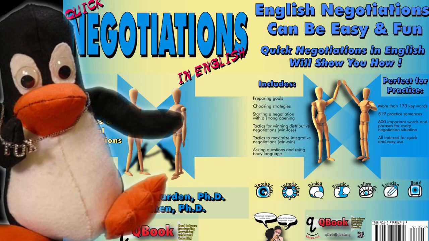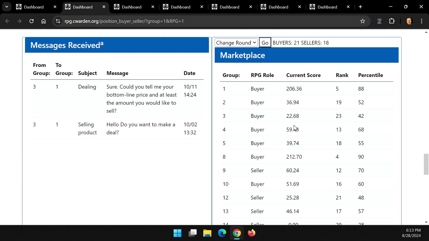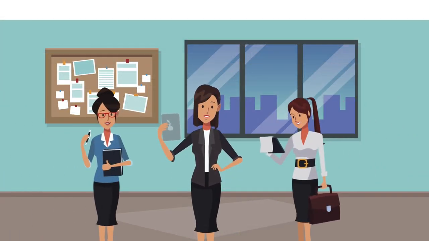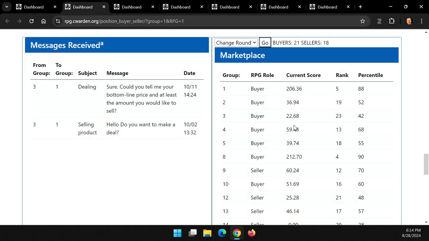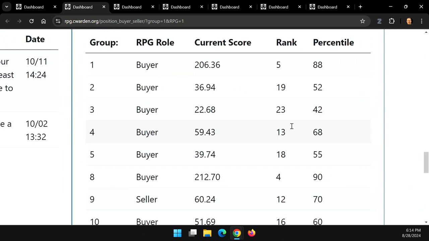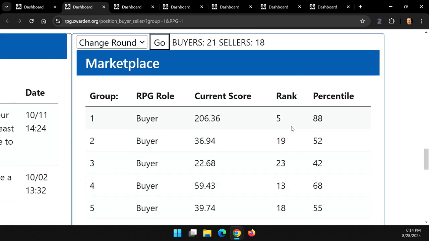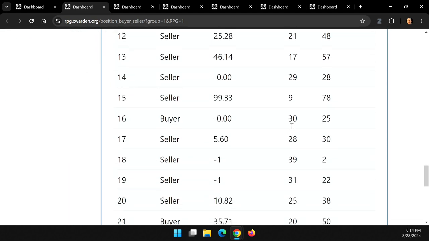Next, we're going to look at the marketplace. What is the marketplace? The marketplace is a place where you can see all the different groups and what they're doing, how well they're doing. And you can use this to figure out if you need to contact them or you want to try to make a deal with them. Or you can see how maybe some of your friends are doing and if you want to contact them to make a relationship.